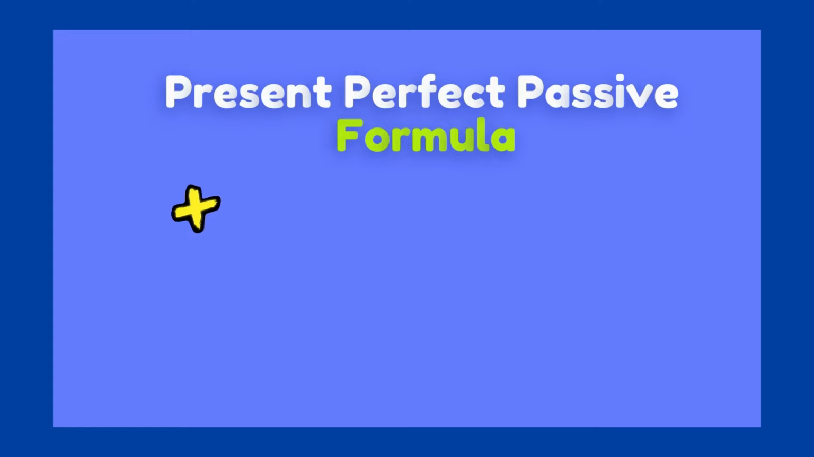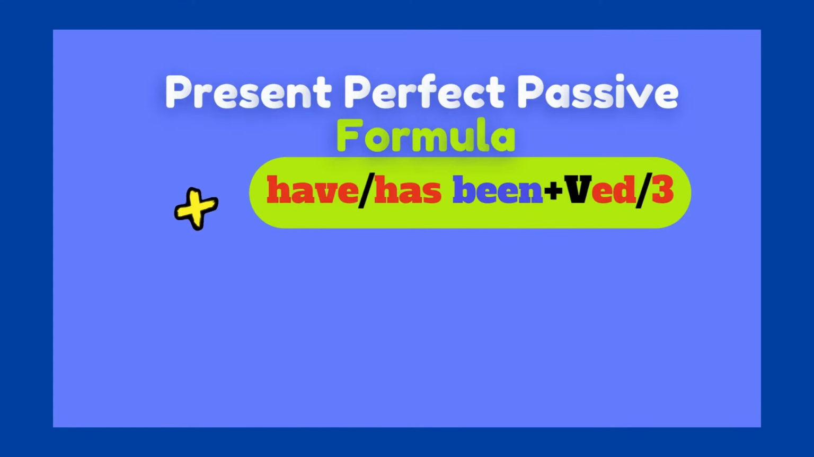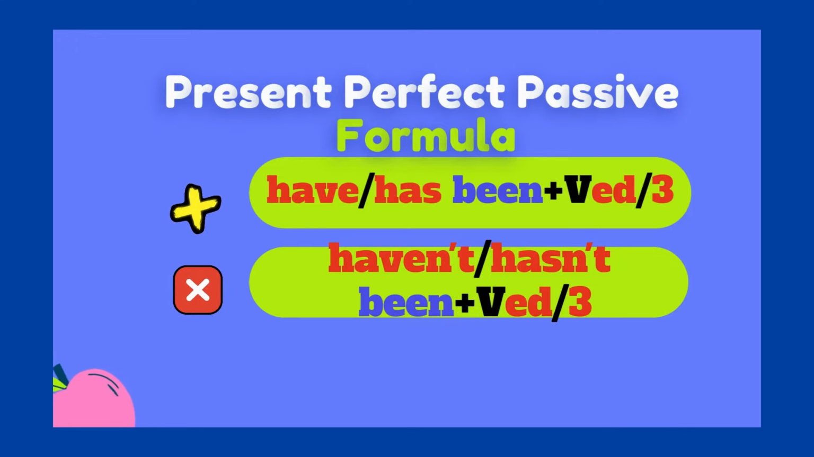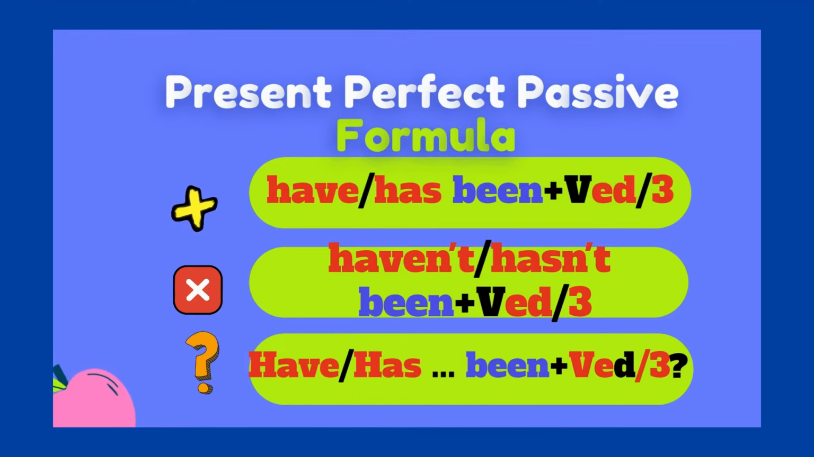Present perfect passive. In affirmative sentences we use have, has, then been, plus the verb with the ending ed or the third form of irregular verbs. In negative sentences we use haven't, hasn't, then been, plus the verb with the ending ed or the third form of irregular verbs. In interrogative sentences, questions: have, has, then subject, then been, plus the verb with the ending ed or the third form of irregular verbs.